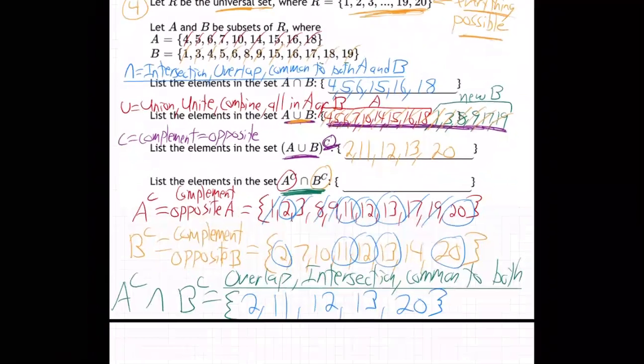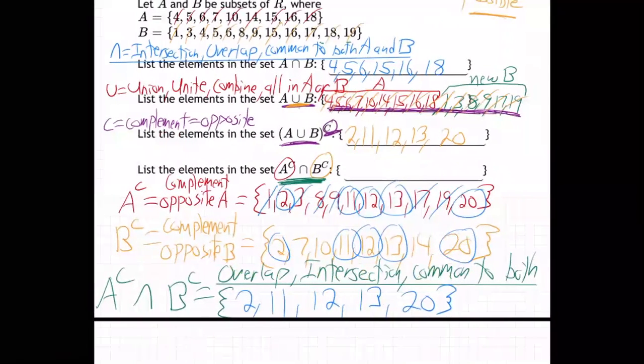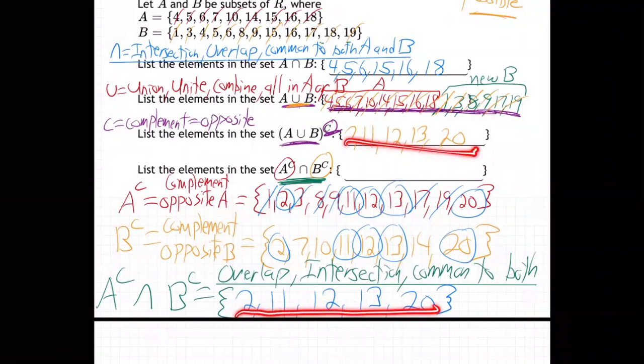So there we go. By the way, notice something interesting. Do you see how the answers came out the same? 2, 11, 12, 13, 20. See how they're the same? Now, the weird thing, you might say, oh yeah, well, it doesn't matter. Well, careful, look, the symbol switched. See how this was a U and now it's a U turned over?